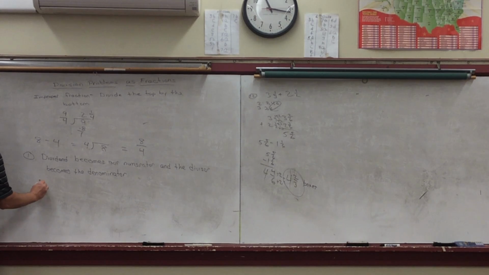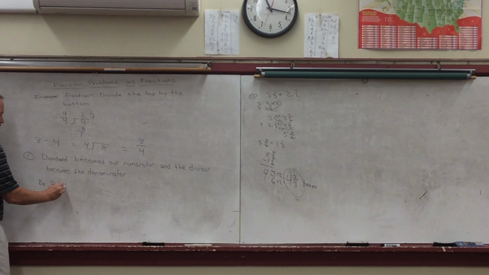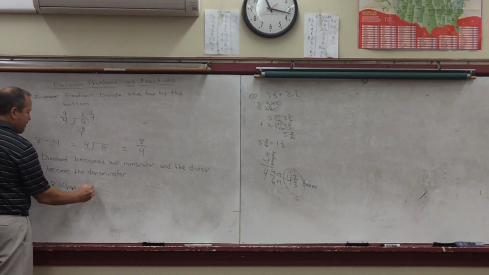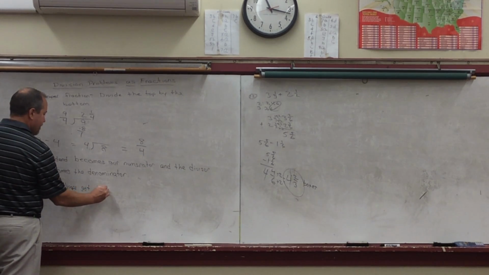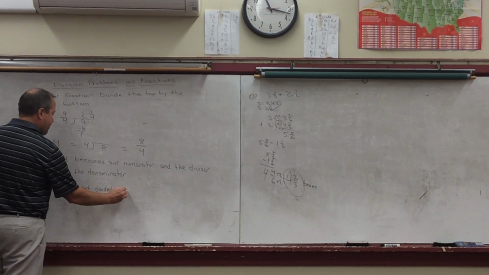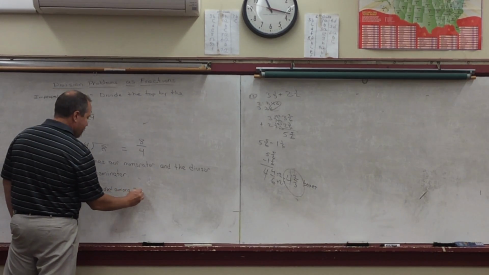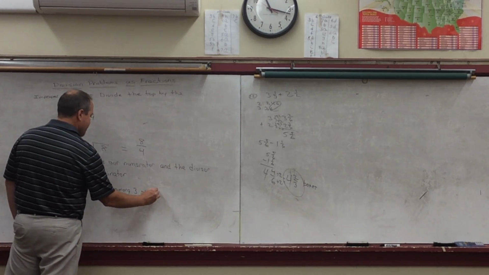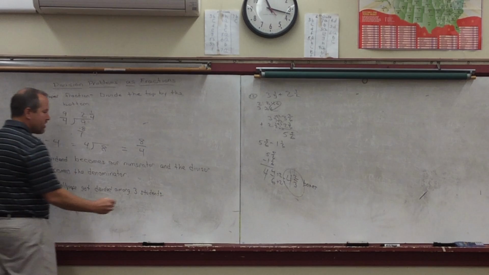So let's do an example, and I'm going to make a word problem up as our example. Eight lollipops got divided among 3 students. How much did each student get?